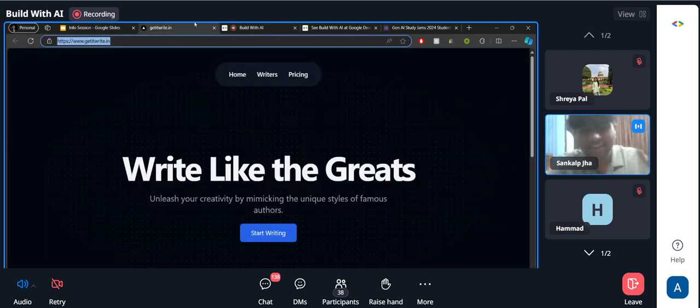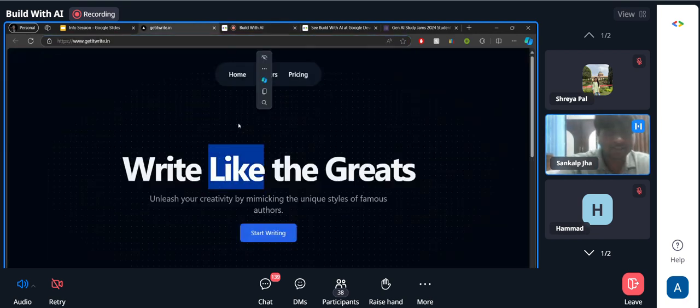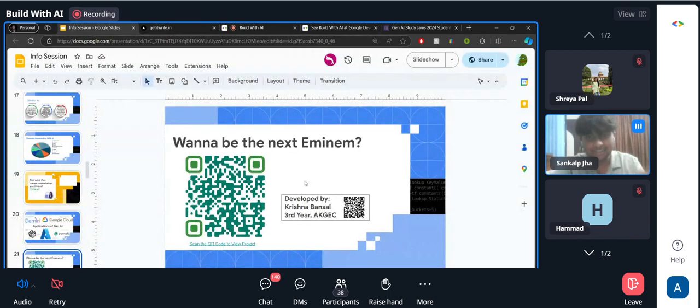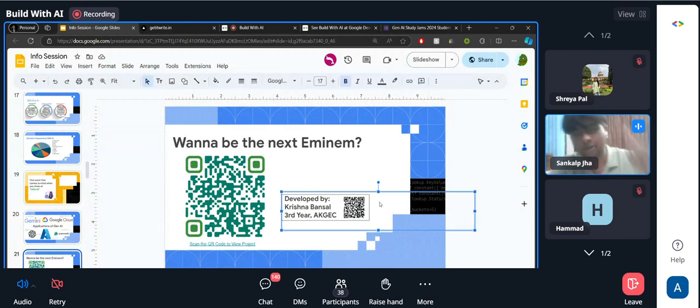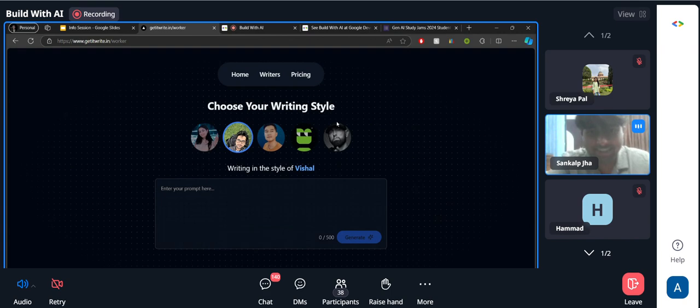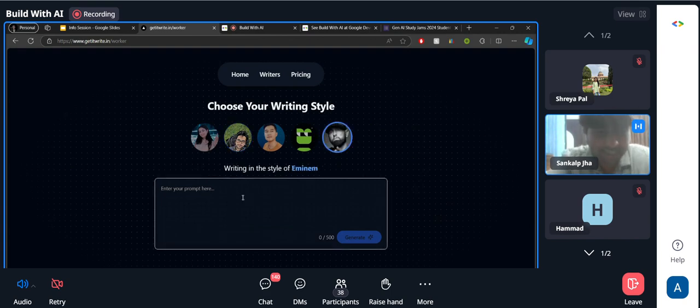Okay, so what is GetItRight.in? It is developed by one of our AKGC students. Krishna Bansal is a third year ECE student, and you can follow him through this QR code. But let's see what Get It Right actually does. My favorite thing is Eminem. So if I enter a prompt here: I am a Martian who loves Lana Del Rey songs and plays sports.